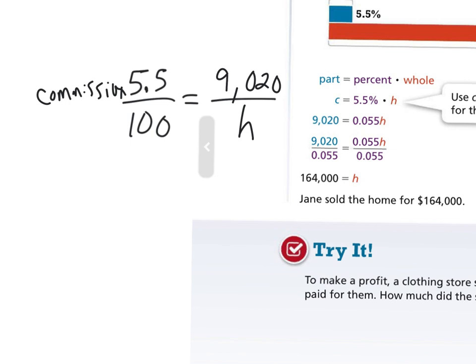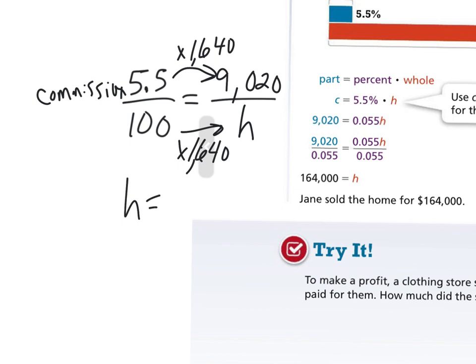If you go with 9,020 divided by 5.5, looking across, you would get 1,640. So that means we're multiplying by 1,640. And then if you work that out, that would give you $164,000.